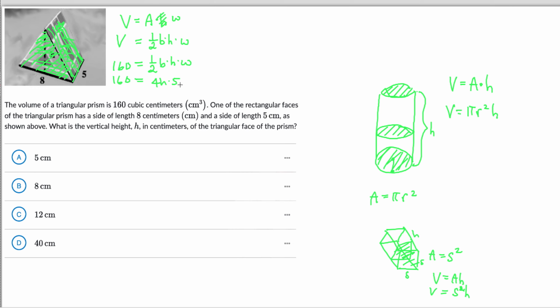So we're done after this. Once you get over finding out what the volume of a triangular prism really is, this problem is fairly straightforward. 20 times h is equal to 160, and I get h is equal to 160 divided by 20, which is 8. And this is my answer.